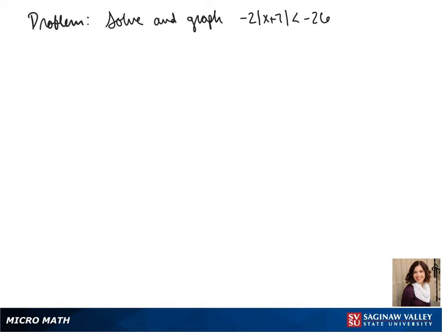Today we'll be solving and graphing the absolute value inequality: negative 2 times the absolute value of x plus 7 is less than negative 26.